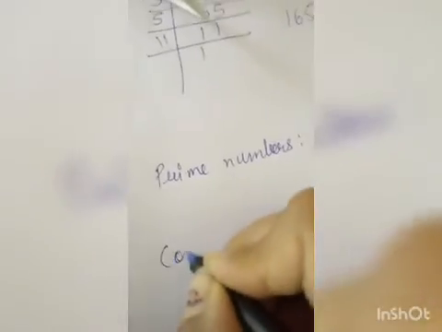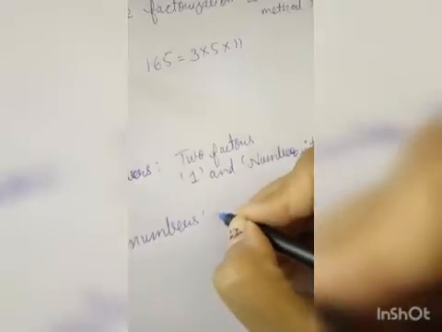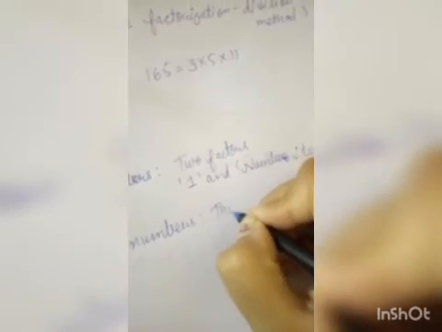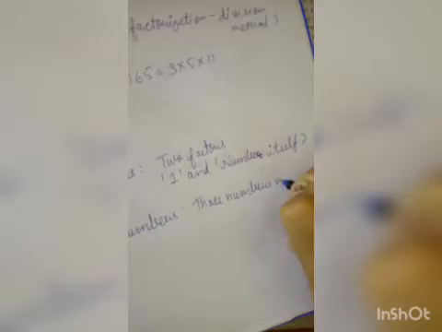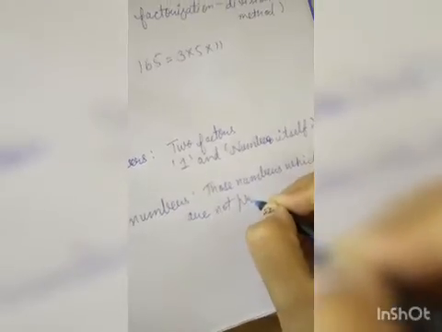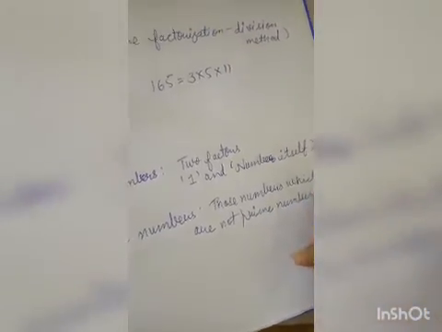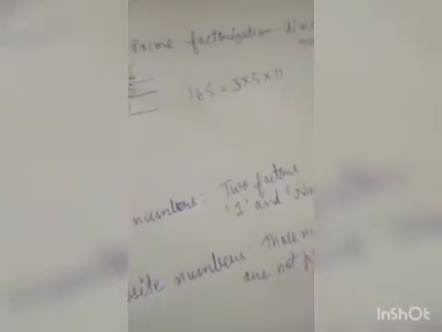And what are composite numbers? Composite numbers are those numbers which are not prime numbers. So according to this we have to solve the question.